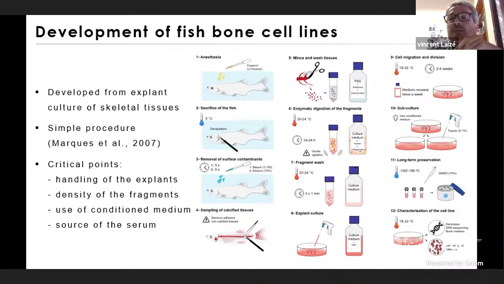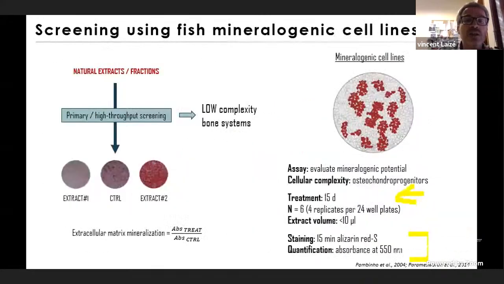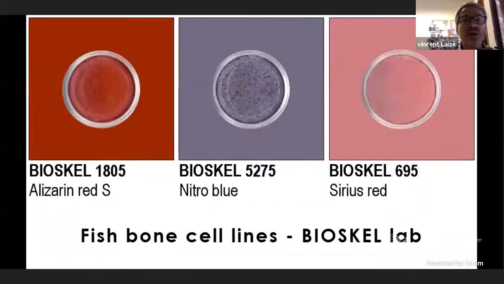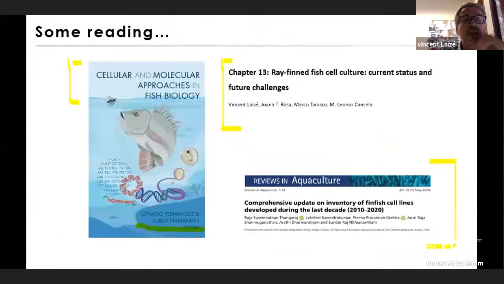And all this information you are about to publish in a book? Yeah, that's what I mentioned there. Most of that information, the table, the figures, and all the analysis of the data from the Celosaurus will be published in that book, which is from Ignacio and George. It's about the cellular molecular approach in fish biology, and there will be a specific chapter on fish cell lines. It will be available very soon.